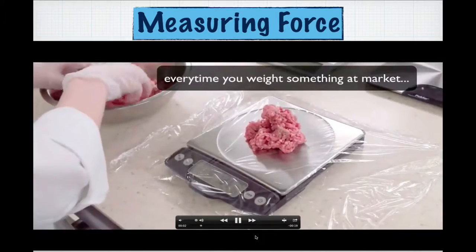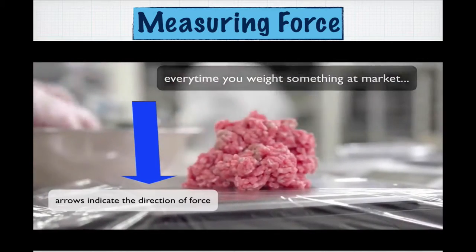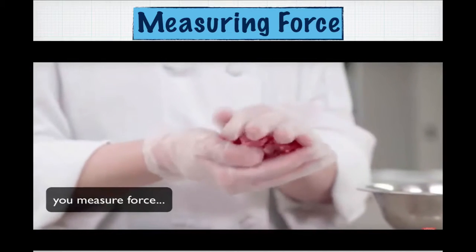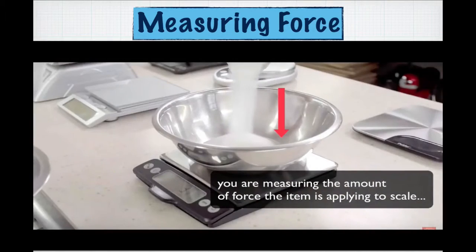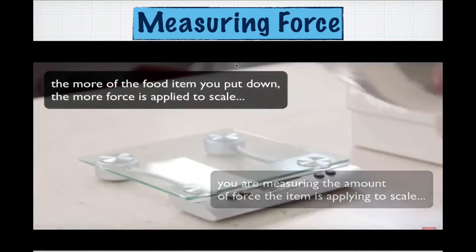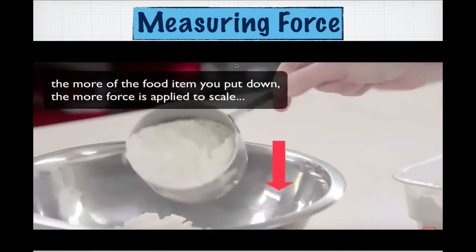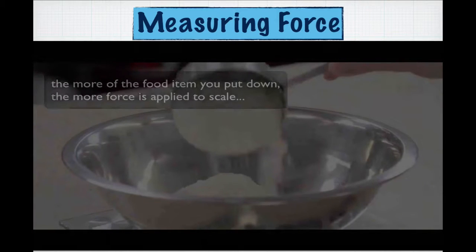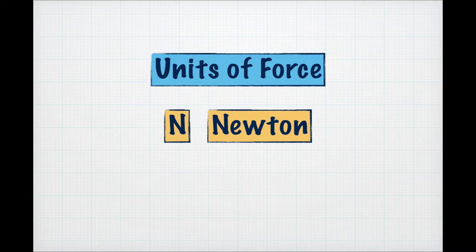So every time you weigh something at a market, again, the arrows are pointing down, gravity is pushing it down. Every time you measure something at a market, you measure the force. You're measuring the amount of force that the item is applying to the scale. And the more that you apply to the scale, the more force you're applying to it. So you'll notice I'm pouring more in. That's causing a greater force on the scale, causing the mass reading to go up.